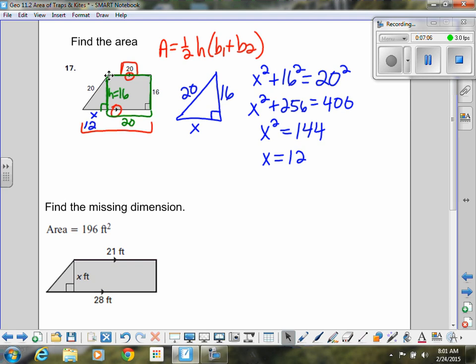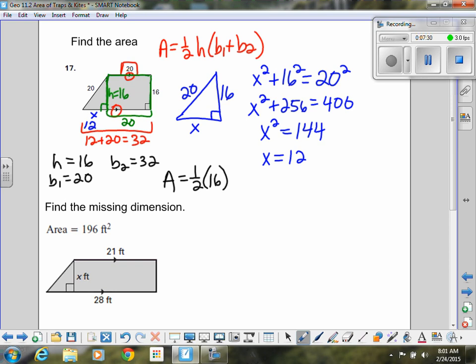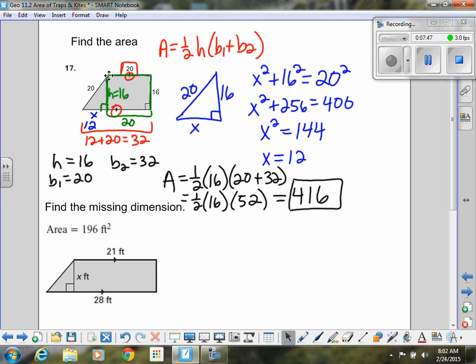So that makes this whole base along the bottom 12 plus 20, which is a total of 32. So let's write what we have. So we have our height is 16, our base 1 is 20, and our base 2 is 32. So I have all the pieces I need to do my formula. So I'm going to plug in the h and the b1 and the b2. I'm going to simplify the b1 plus b2 to be 52. And now we can just multiply those numbers together to get 416.